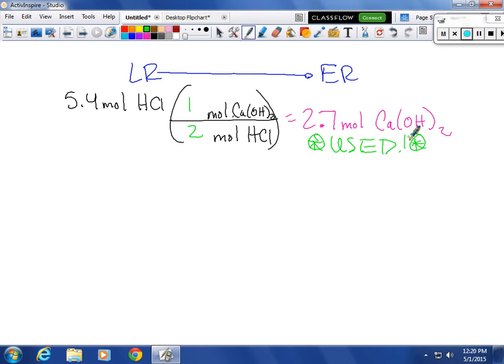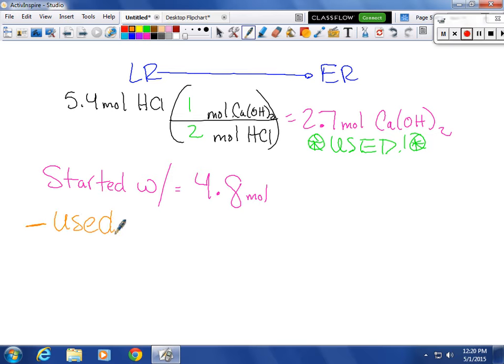The next part is just a simple subtraction. Now, am I in the correct unit? Yes. Okay. So, I started with, minus, well, how much did I start with? Of my excess. Very good, 4.8 moles. I used, so again, minus used was equal to what? Right there.